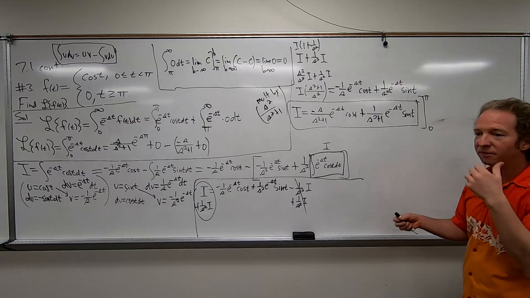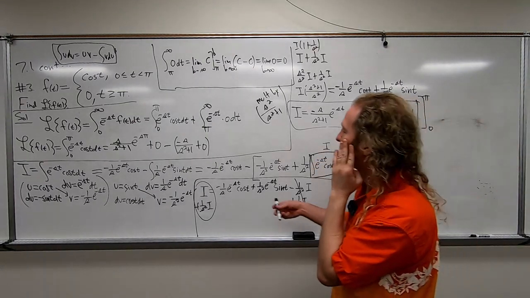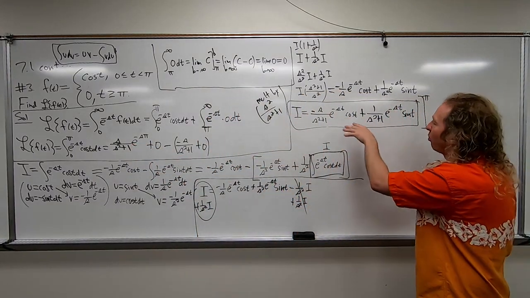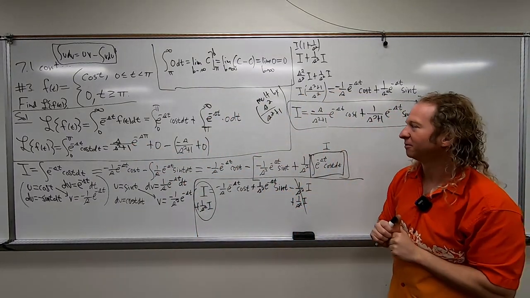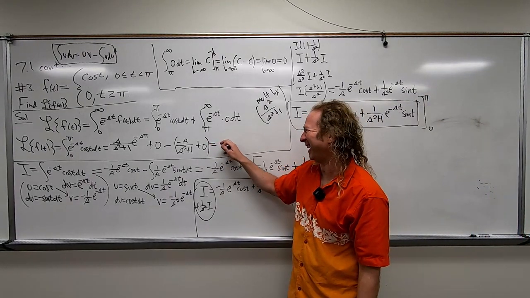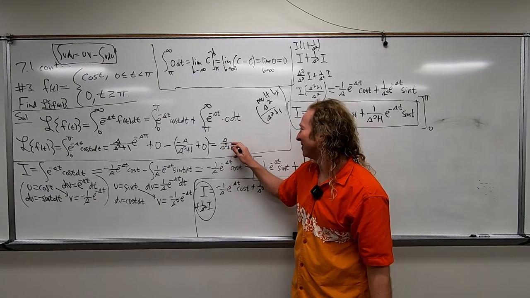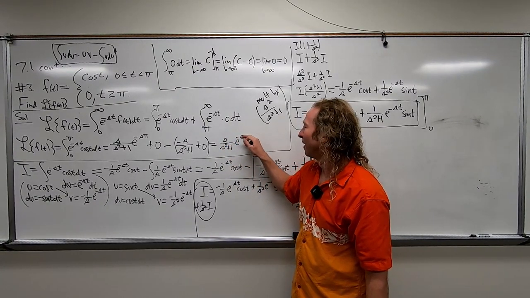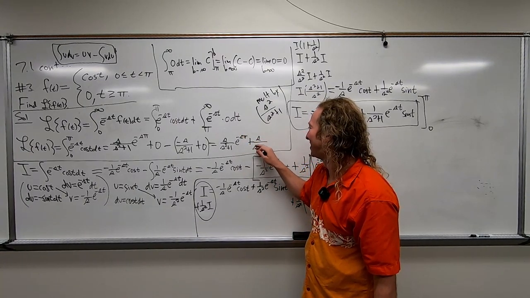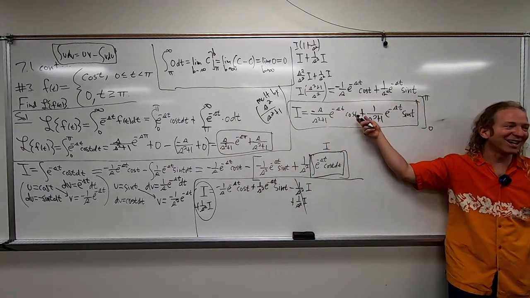Where did the e to the negative s pi go? It's still here. Oh, it's 0. Yeah. Okay. So this is... I don't know why I'm laughing. This is equal to, this is ridiculous. This problem is ridiculous. E to the negative s pi plus, yeah, what's that? So we're here. I know, I messed up yesterday or Monday with the e to the t.